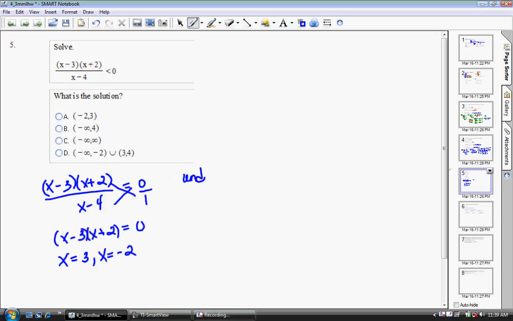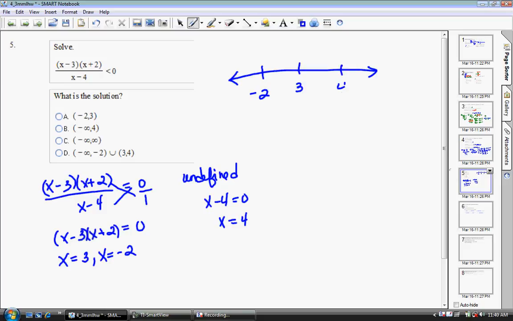And then where is it undefined? That's where the denominator is equal to 0, which is that x is equal to 4. So to find the solution, we can draw the number line, put these numbers from least to largest, right? Negative 2, 3, 4. And then test points out of each region, A, B, C, and D.